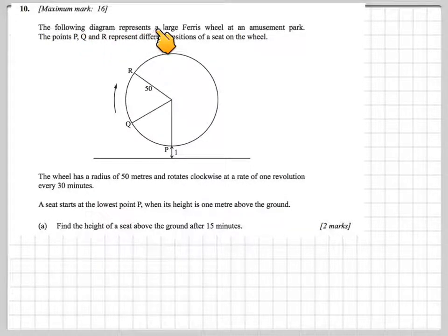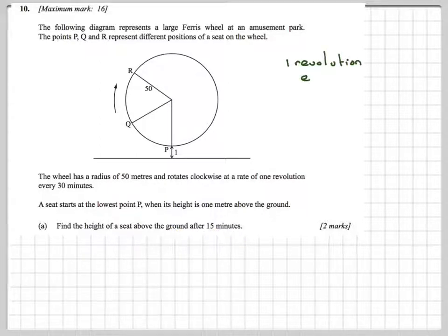The following diagram represents a large Ferris wheel at an amusement park. Points P, Q and R represent different positions of the seat on the wheel. The wheel has a radius of 50 meters and rotates clockwise at a rate of 1 revolution every 30 minutes. So it's going to rotate this way around, and it's going to take 30 minutes to get back to where it starts. Find the height of the seat above the ground after 15 minutes.